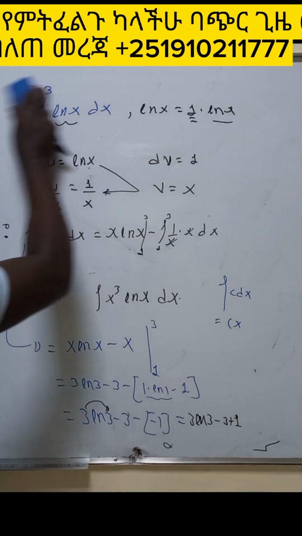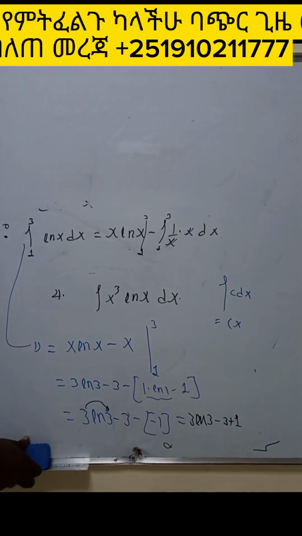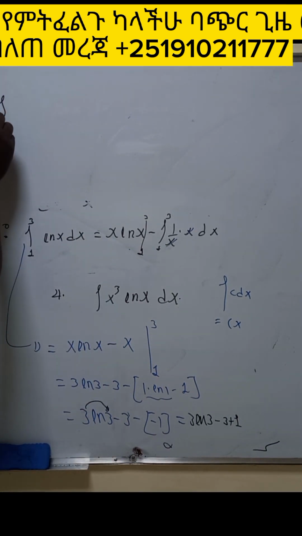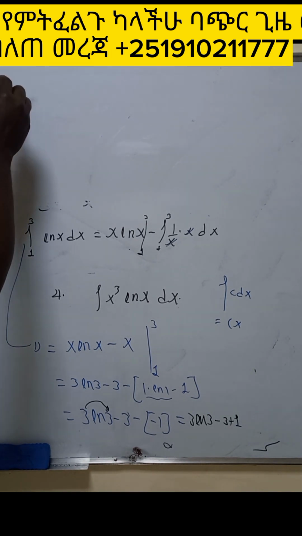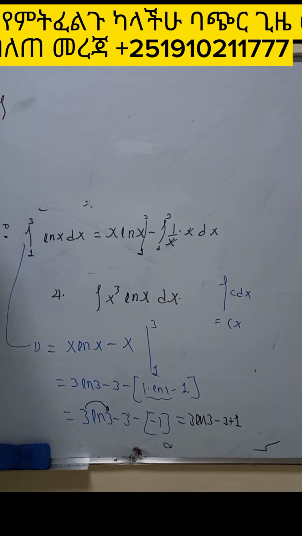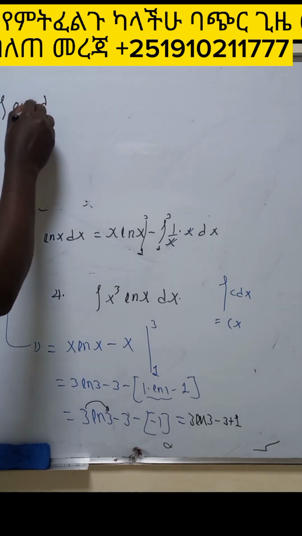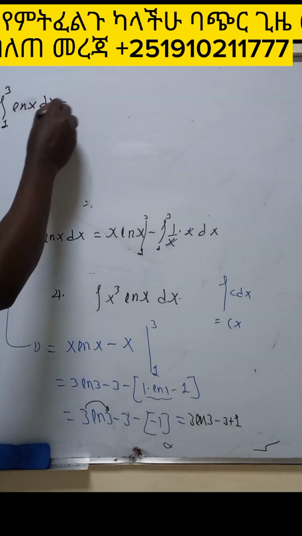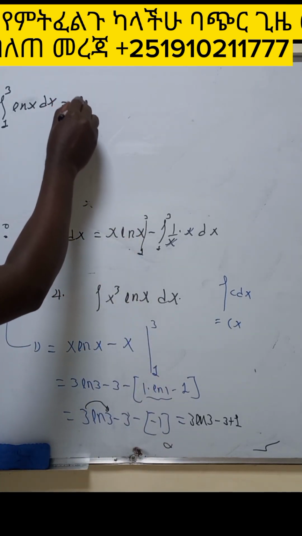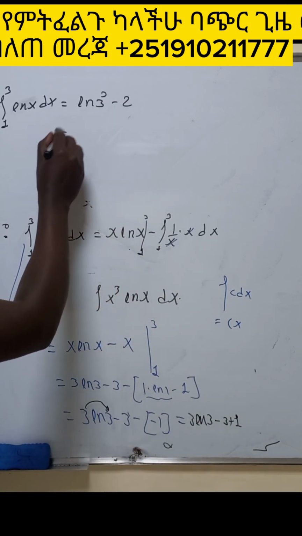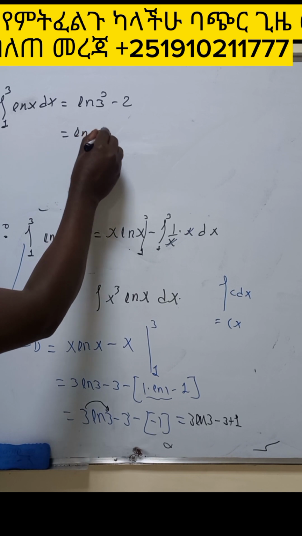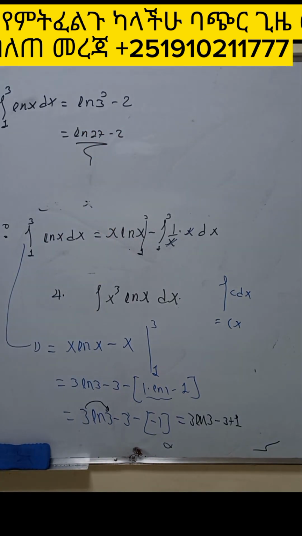And finally, this result is the integral of ln of x dx, x running from 1 to 3, which is given by ln of 3 cubed minus 3 plus 1, which is minus 2. So this is ln of 27 minus 2, and that is the solution. This is how we determine the solution of this kind of problem.